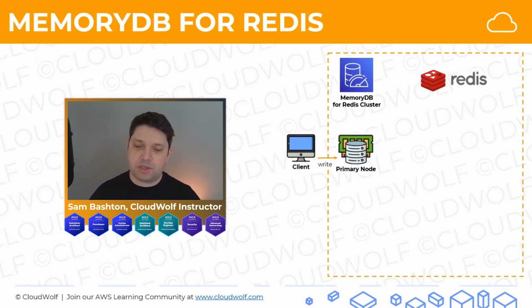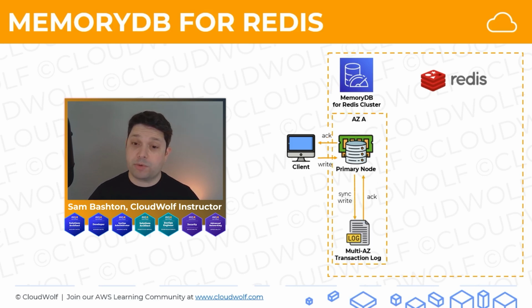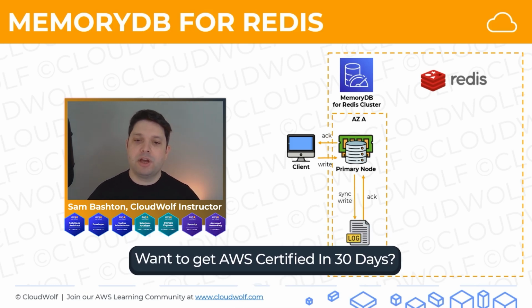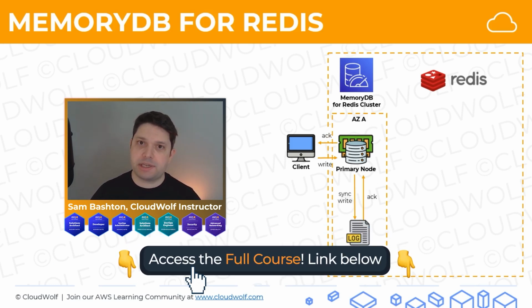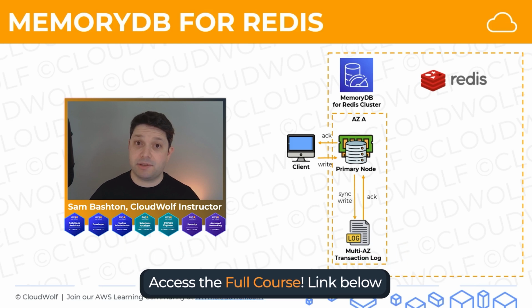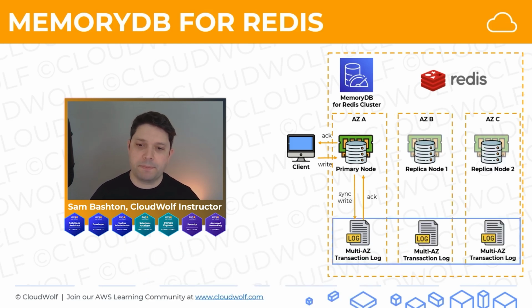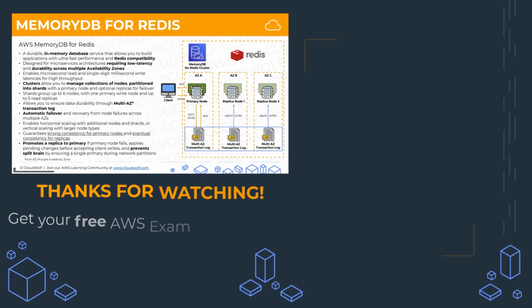But it allows you to have a cluster for Redis, which will have excellent latency because everything is stored in memory. But it is also written through a transaction log, which is spread across availability zones in a similar way to Aurora. And that means that you can have excellent performance across all availability zones. We've got a summary there for you.